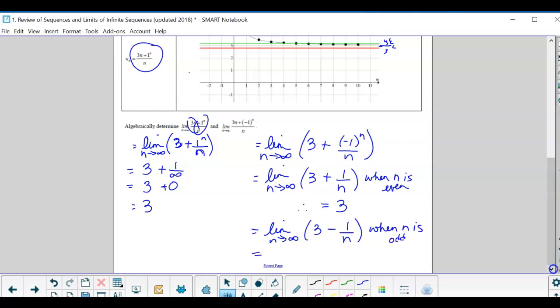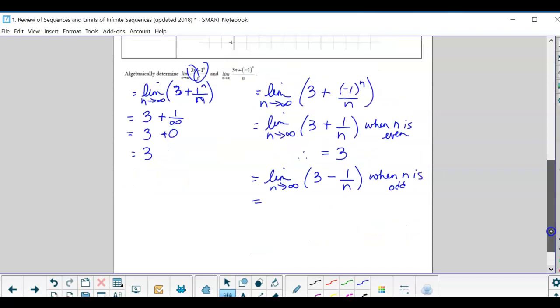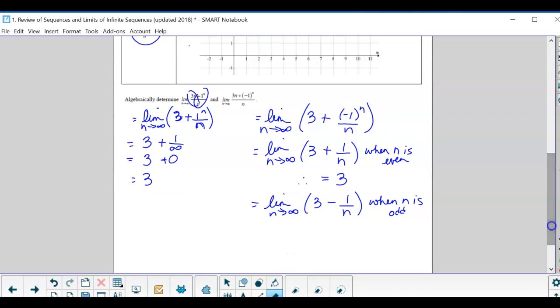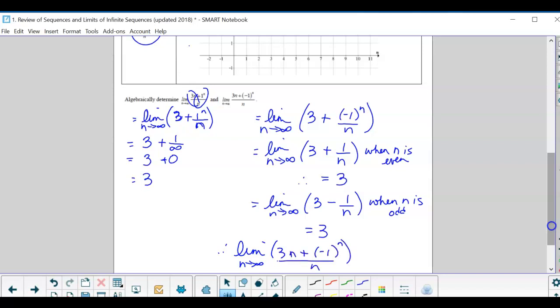And so that's also equal to 3. Okay, you might think, well, why bother? But there are times where you have to consider both cases. So that's what we're doing here. So therefore, limit as n goes to infinity, both of them are 3. Different graphs when you graph them, right? But they both have a limit of 3.